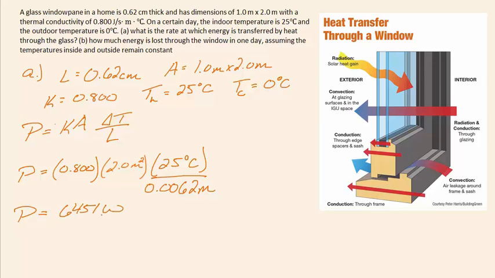And so we can calculate the power of our heat, which will give us a value of 6,451 watts. In part B, we're asked how much energy is lost through the window in one day, assuming the temperature inside and outside remain constant.